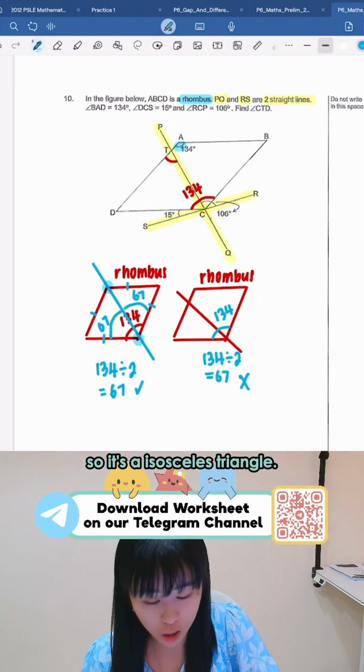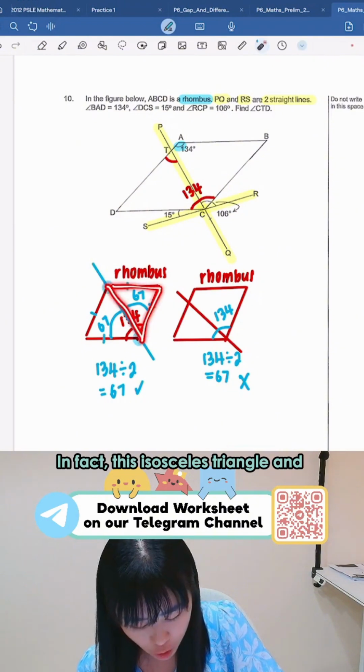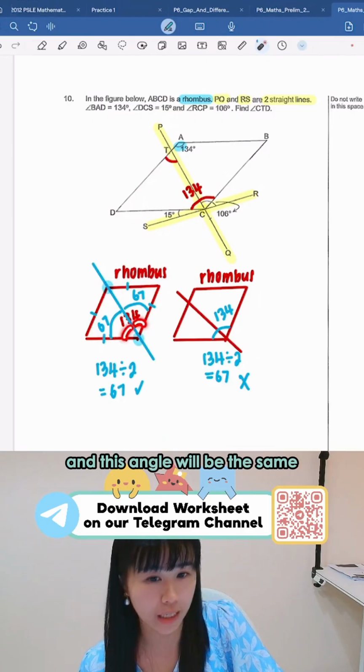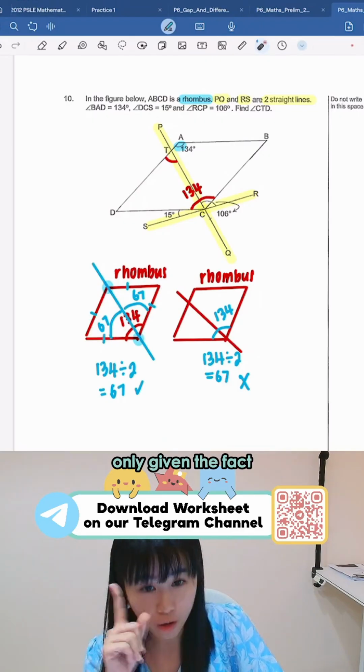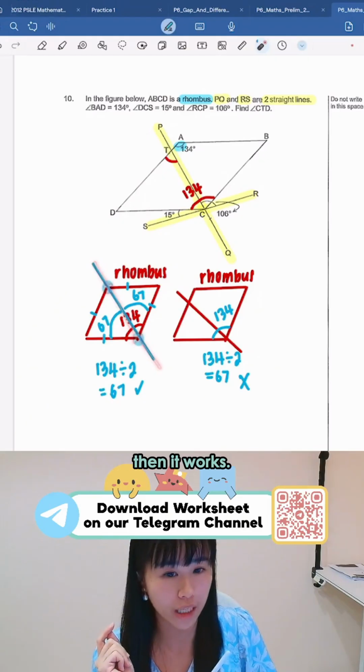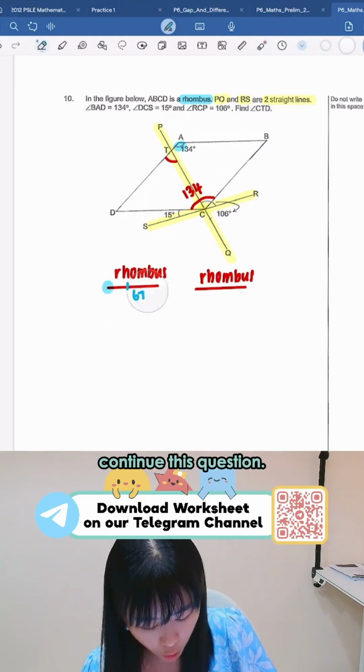So it's an isosceles triangle. In fact, this isosceles triangle and this isosceles triangle will be the same. So that also means that this angle here and this angle will be the same. Only given the fact your diagonal must cut from one corner to another corner, then it works. If you are clear, then I want to continue this question.